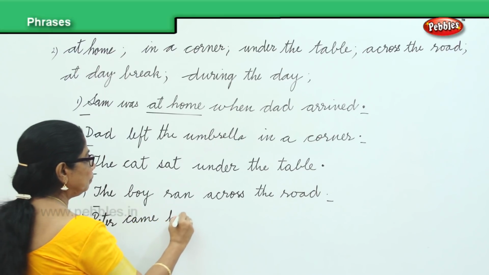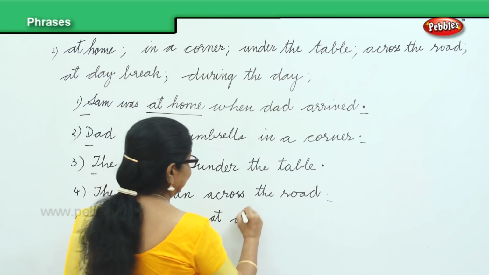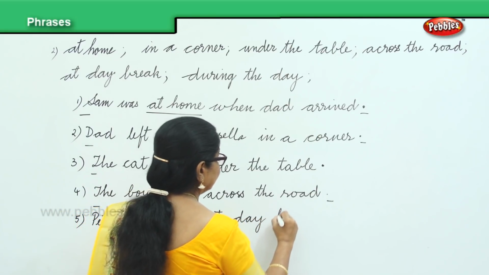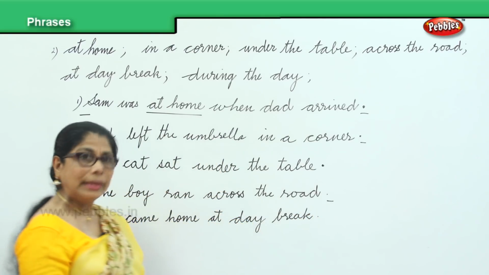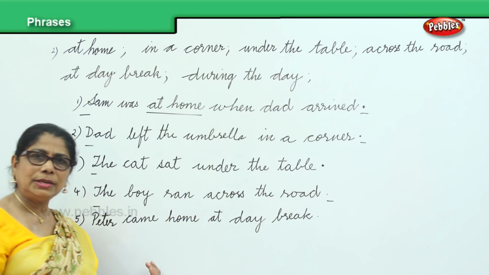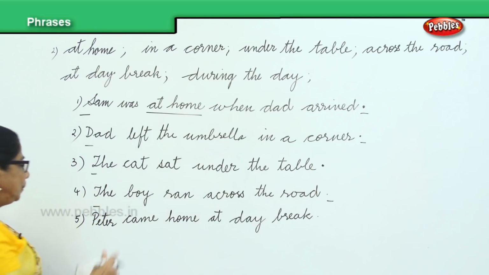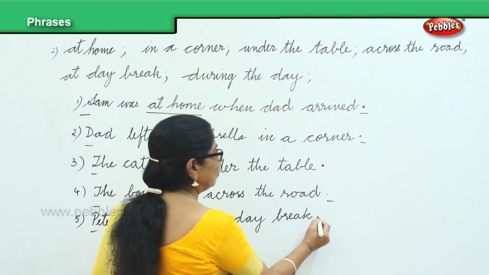Peter came home at daybreak. At daybreak means very early in the morning. It makes sense at daybreak, but we have supplied a few words to make a complete sentence. Peter came home at daybreak. We end with the full stop.